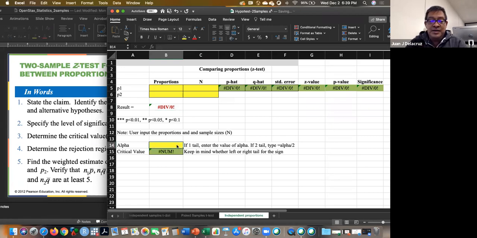Let's erase this number. As we can see, all we have to do is put in the proportions, put in the sample sizes, and include the alpha. Then we are going to get the C value, which is my test statistic, and then we're going to get the critical value. We are going to compare the C with the critical value, and we are going to make a decision.